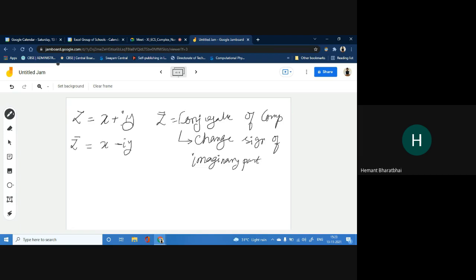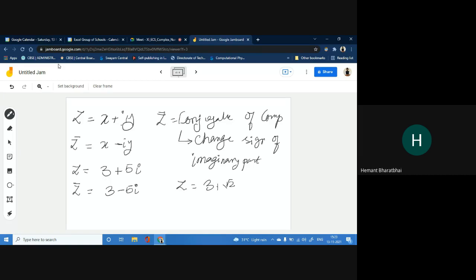So how to find out the conjugate of a complex number? You just have to change the sign of the imaginary part. So if I have this complex number as x plus iy, then its conjugate z bar will be nothing but x minus iy. I only have to change the sign of the imaginary part and not of the real part. Let me give some examples.